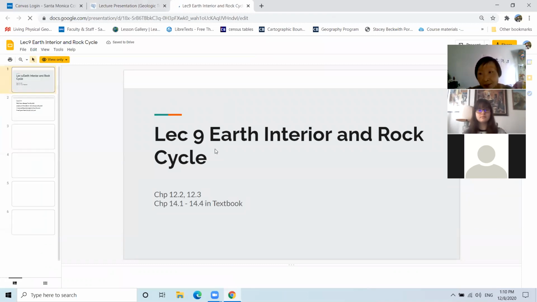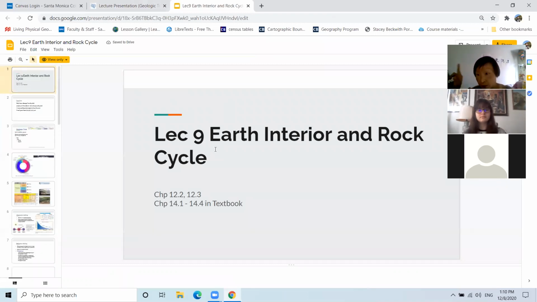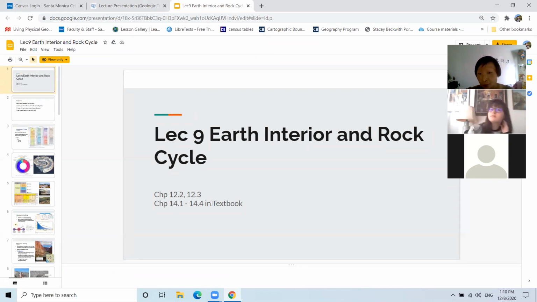This lecture covers 2 chapters in your textbook, number 12, but only sections 12.2 and 12.3. That one is about Earth's interior, and rock types and rock cycles. That is in your chapter 14, sections 1 to 4. So make sure you read it. It's a lot of fun.